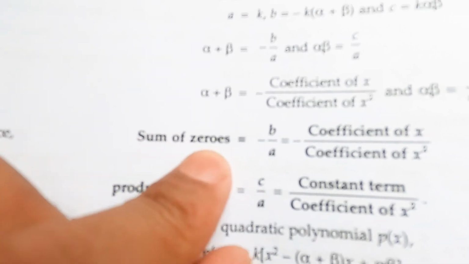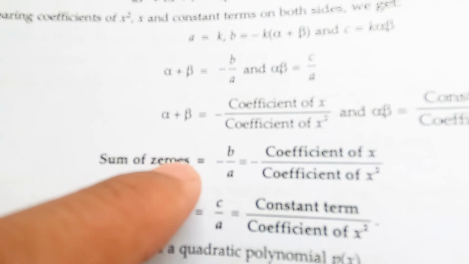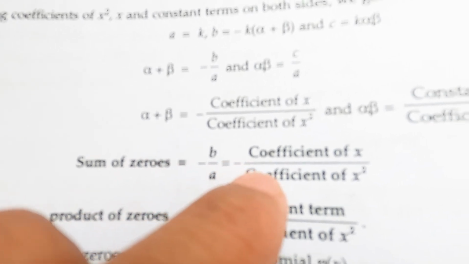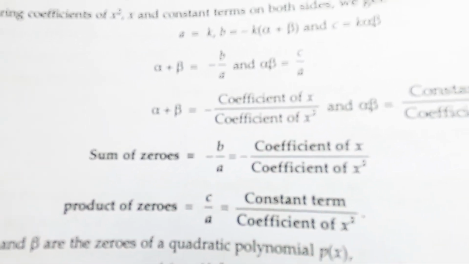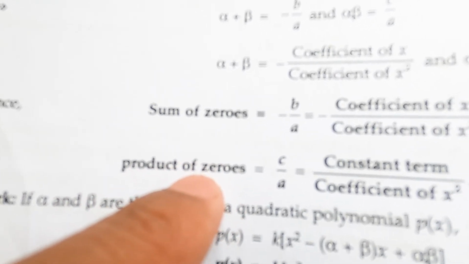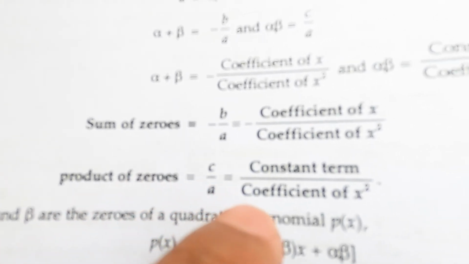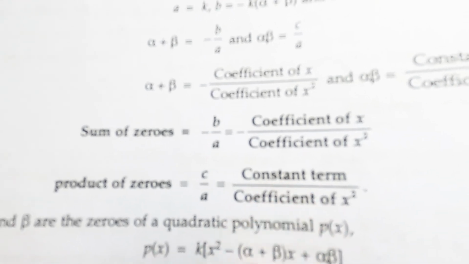Sum of zeros: like I've told you, zeros are the values of x. After getting the values of x, we have to add them, and we should show that they are equal to the coefficient of x and coefficient of x squared. I will explain this while doing the sums. And product of zeros: product simply means multiplication. After getting the values of x, we multiply the zeros, and we will see whether they are equal to the constant term over the coefficient of x squared.